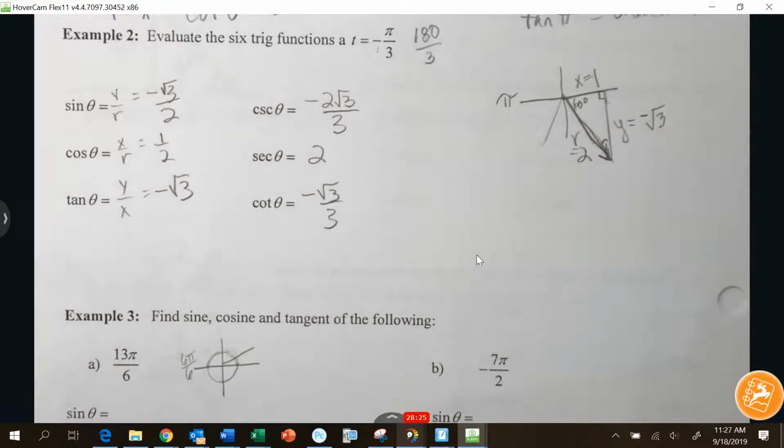Yes, dear? Why isn't the radius negative? Because the radius is distance or length in a circle, so it'll never be negative.